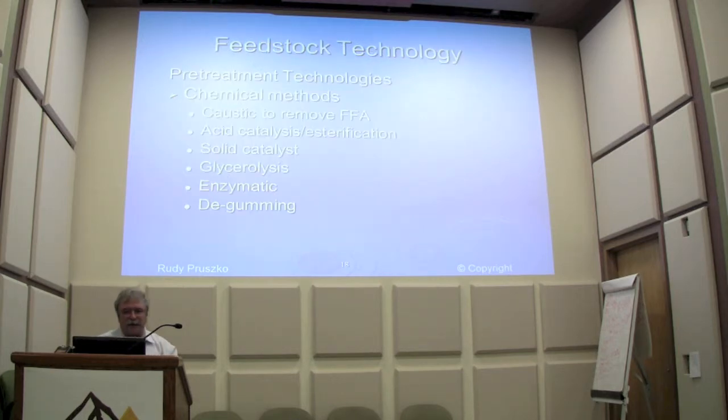Some pretreatment technologies. There's chemical methods. You can use caustic to remove FFA. Sometimes if you have a high FFA feedstock, you can add caustic to it, which then forms soap, separate the soap out, and then use that feedstock to go on. That's how the soybean oil processors do it. That's how they remove the FFA from the soybean oil as they process it.